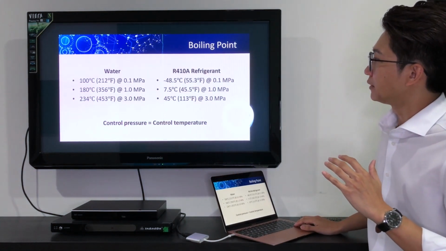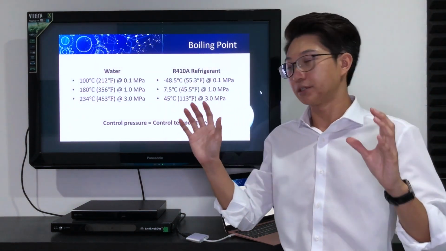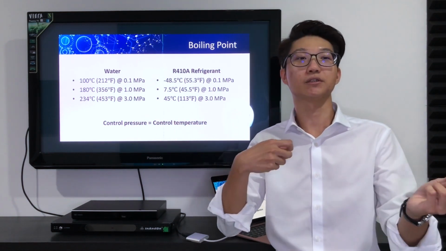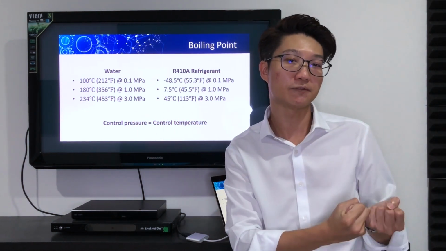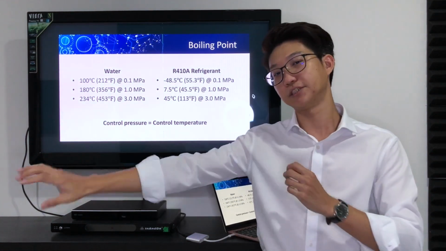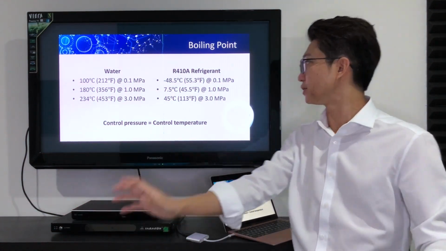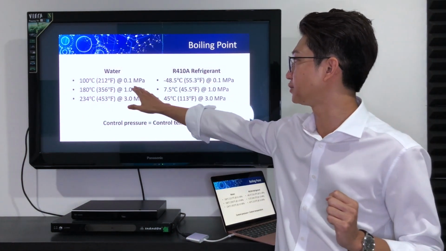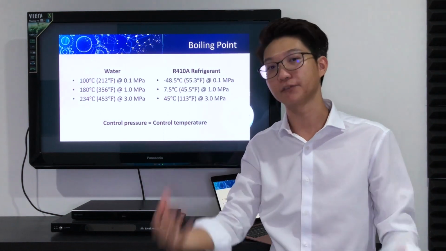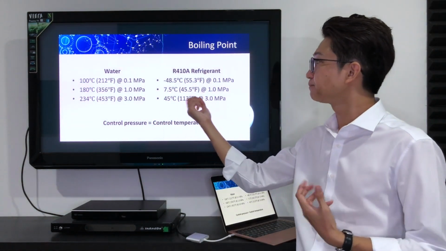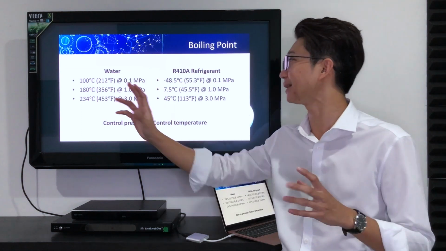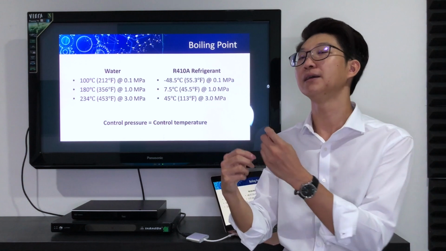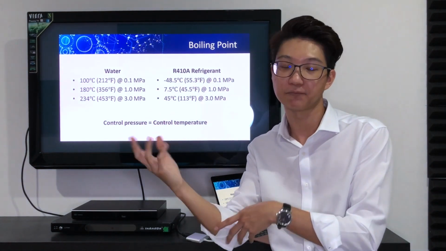Going deeper, why don't we use water? We could use water to absorb heat from the room, and then transfer the water outside to reject the heat. Why don't we use water? Water has a boiling point. At 0.1 MPa, which is atmospheric pressure, the phase change happens at 100 degrees Celsius, where liquid water turns into steam, vapor.